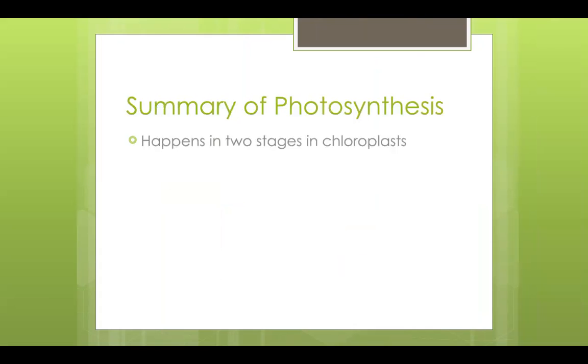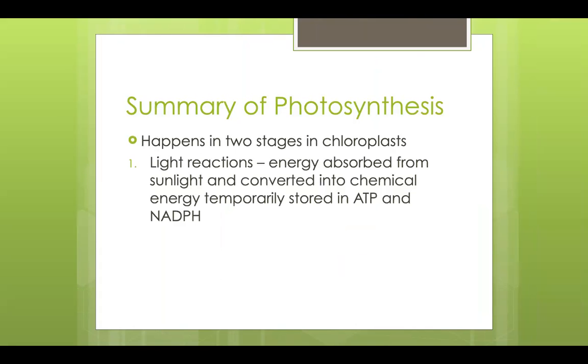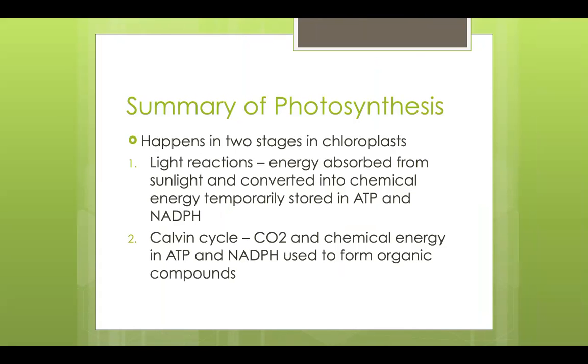So a quick summary, got 3 minutes. Photosynthesis happens in two stages. You have the light reactions where energy is absorbed from sunlight. That light energy is converted into chemical energy that is stored in two compounds, ATP and NADPH. Those two compounds carrying the chemical energy go to the Calvin cycle, the second stage, where carbon dioxide and that chemical energy is used to form organic compounds.